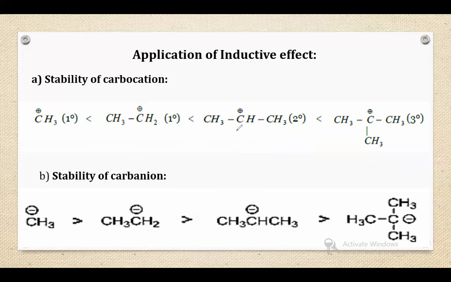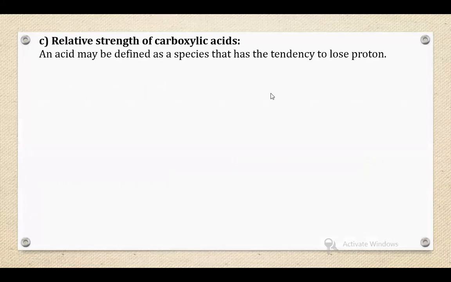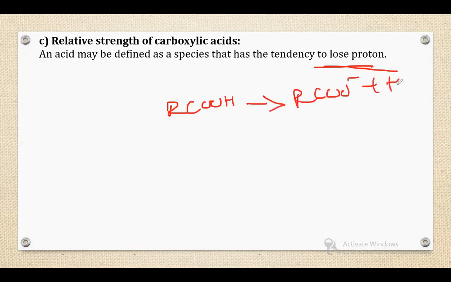Next, the strength of carboxylic acid. Now, the relative strength of carboxylic acid. We know that an acid is a species which has the tendency to lose a proton. Tendency to lose a proton is nothing but ease of separation of H plus. If we consider a carboxylic acid RCOOH group, it dissociates to form RCOO minus and H plus, right? So the H plus proton is the acid, and it depends on the stability of the carboxylate ion.